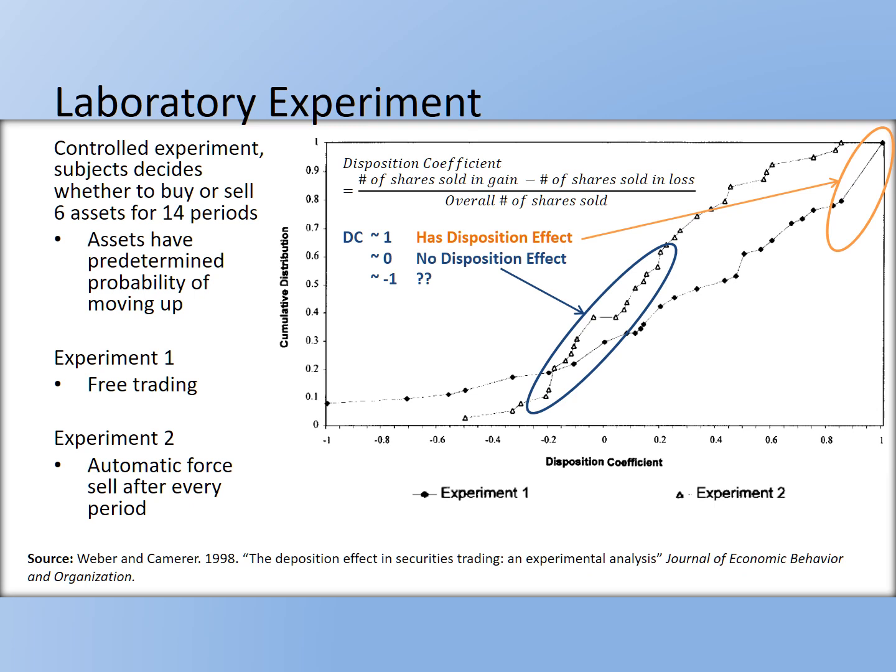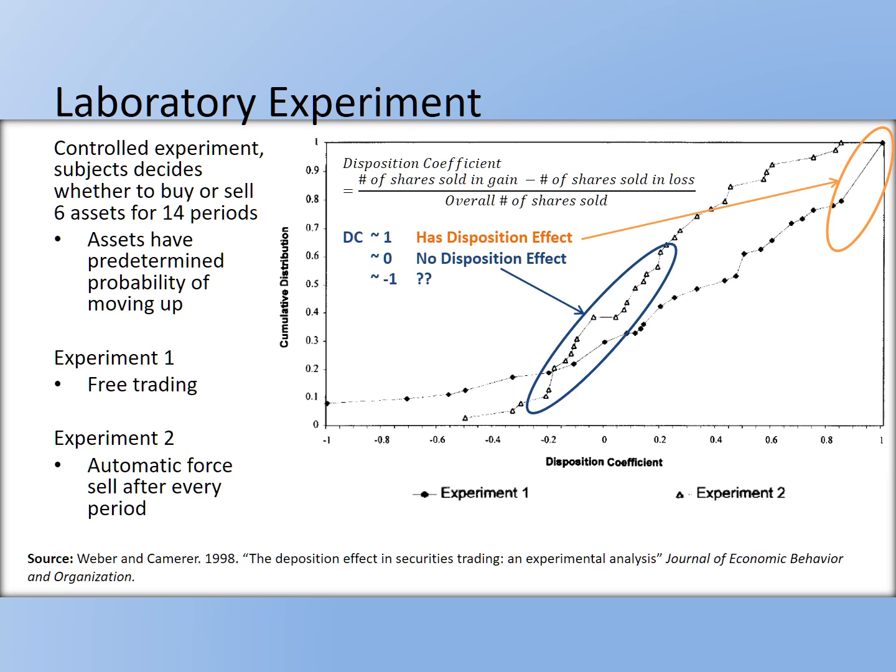Because this is a ratio, right? This is a ratio. So let's say I allow you to do anything you want, and you decide to sell. You decide just to sell it at the very end at a gain, right? So then overall shares sold would be 1, just for example. Number of shares sold in gain would be 1, and the number of shares sold in losses would be 0.